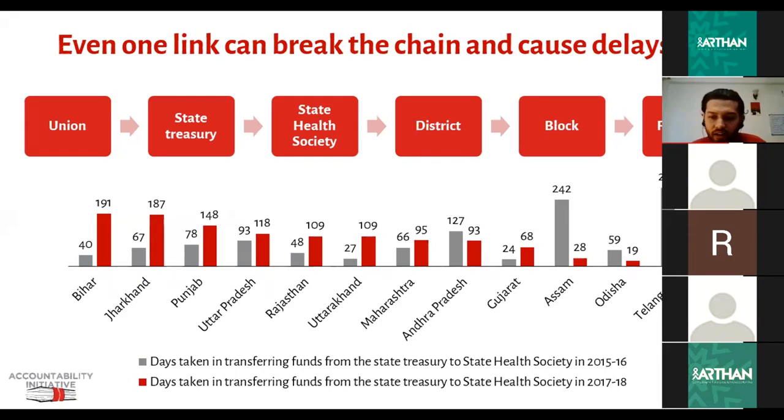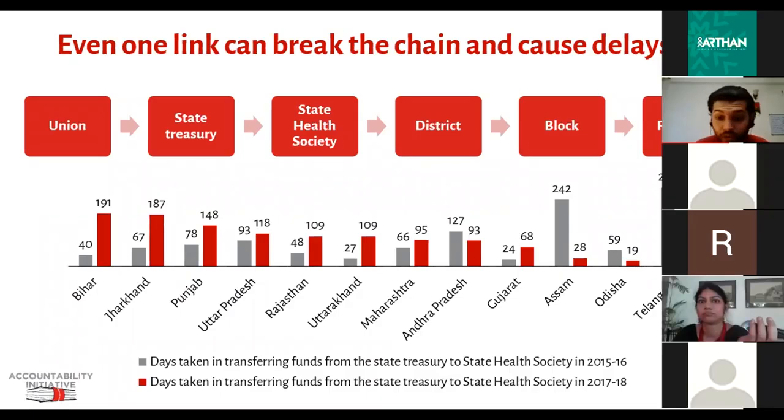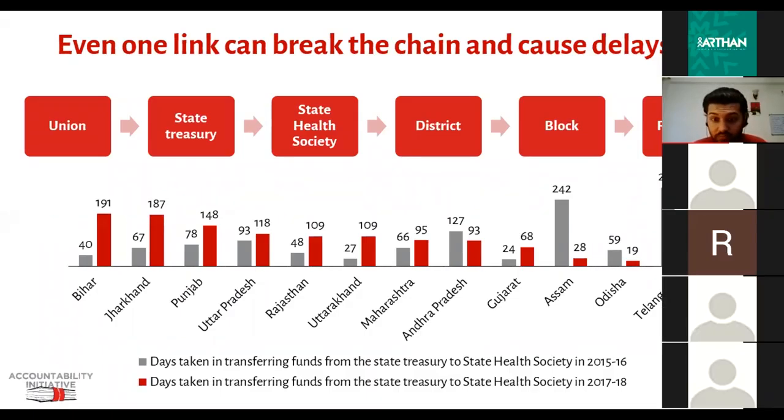Now, what we have over here is a very interesting example to show you the extent of delays. We know that there are at least a few transactions required, and even if one link breaks, the chain breaks. So for the National Health Mission in 2015-16 and 2017-18, there were massive delays in just the second transaction between the state treasury and the state health society. And if you look at Telangana, it took 287 days for money just to go around in the state office, and that's three-quarters of the entire year. But in 2017-18, they sent money quite instantly, on the same day, 0 days delay. So it's very doable, and we know it.